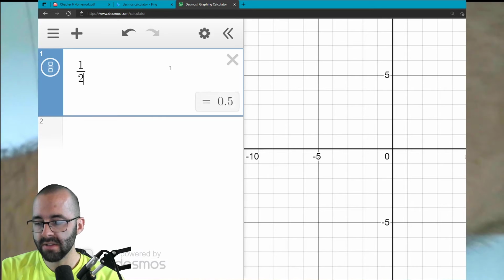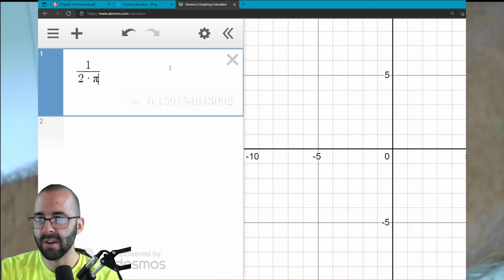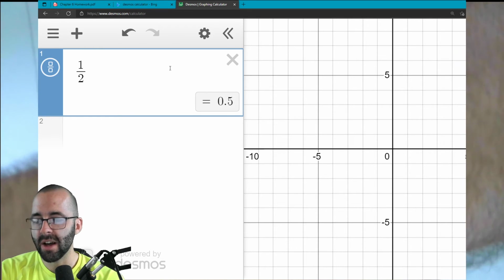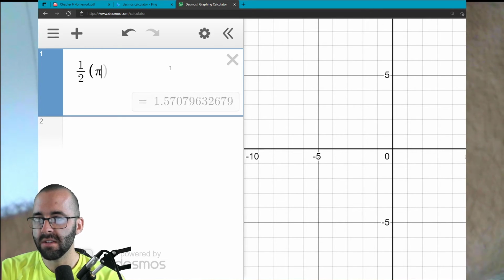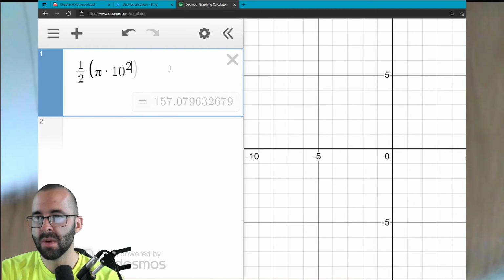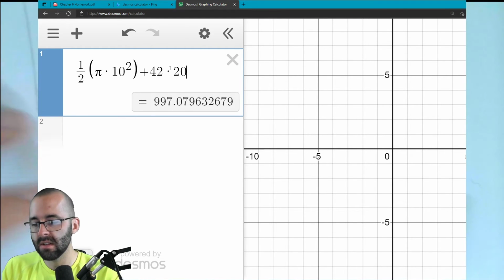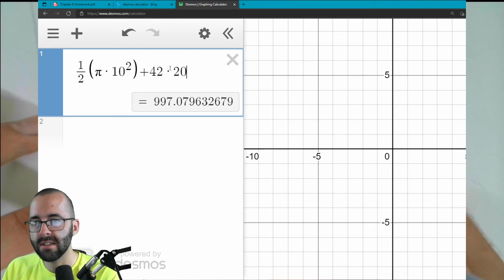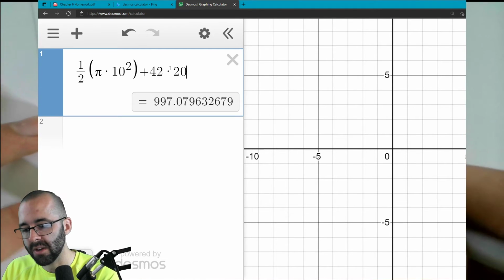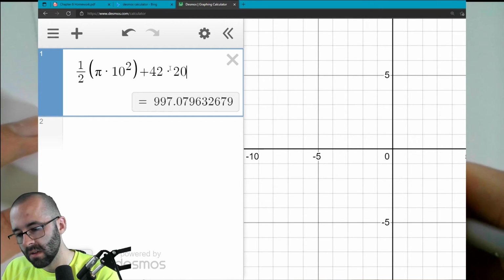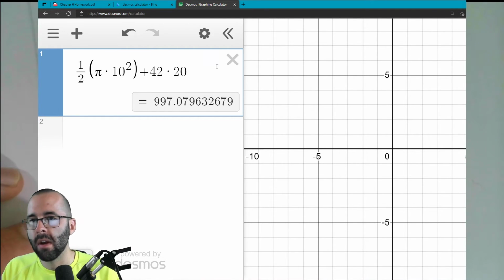We're going to get 1/2 times pi. Ooh, careful right here. When we are in the fraction, make sure to tab out of the fraction. 1/2 times pi times 10 squared plus 42 times 20 should be about 997.08 is how you round. And that'll be inches squared. All right. And that's pretty much what we got here.